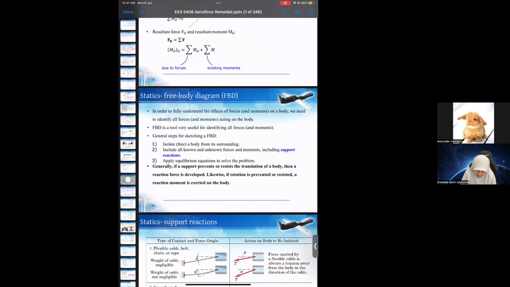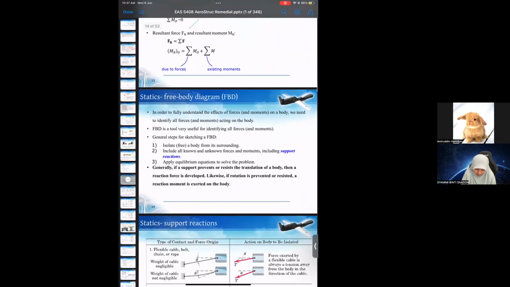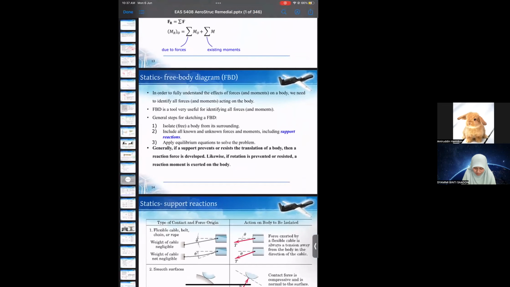Free body diagram. In order to fully understand the effects of force on a body, we need to identify all forces acting on the body. Generally, if a support prevents or resists the translation of a body, then a reaction force is developed. Likewise, if rotation is prevented or resisted, a reaction moment is exerted on the body. So we use the free body diagram, a very useful tool for identifying all forces and moments.